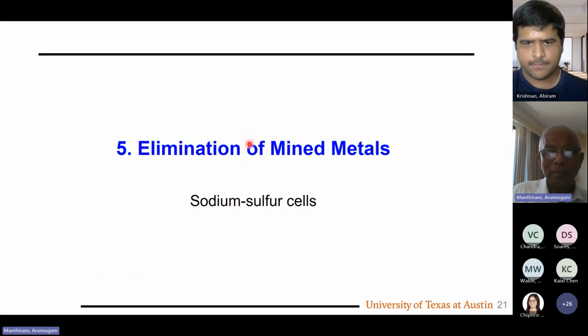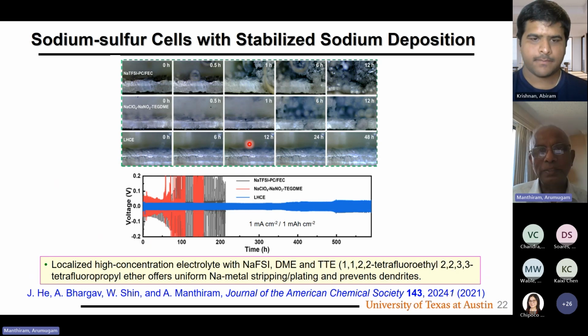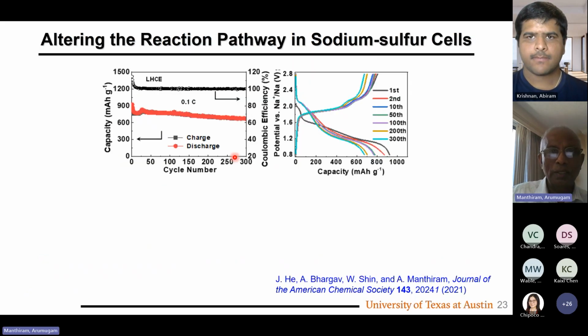Final elimination of mined metals, that is sodium-sulfur cells. That's a TREAM technology. Again, electrolyte is the major problem. If you use conventional electrolyte, there is a lot of overvoltage, and they produce gas. They also form dendrites. We have developed a localized high concentration electrolyte that has very low overpotential, no gas evolution, and dendrite formation is suppressed. The performance is shown here, around 800 or so capacity with these sodium-sulfur cells. Voltage is lower, but you get huge capacity, and the cost is very, very low, with abundant sodium and sulfur.